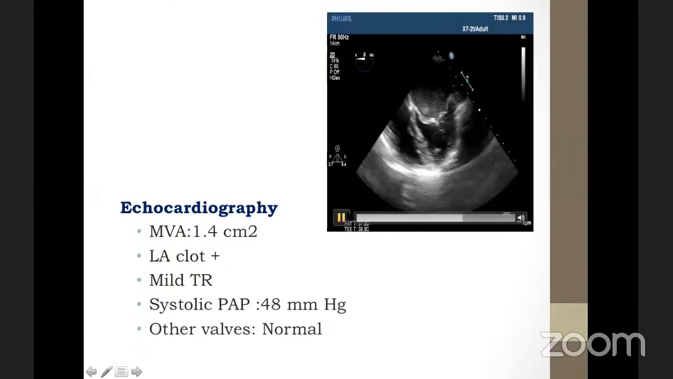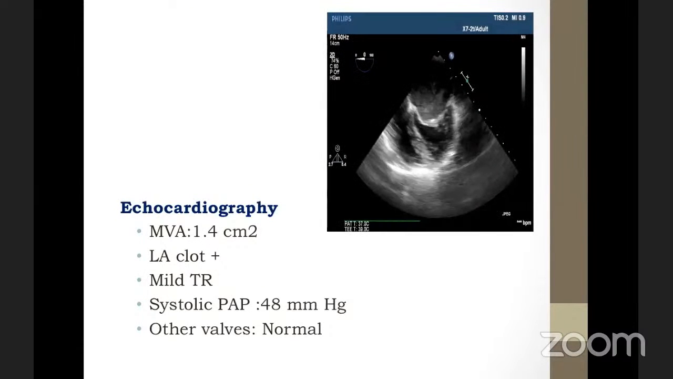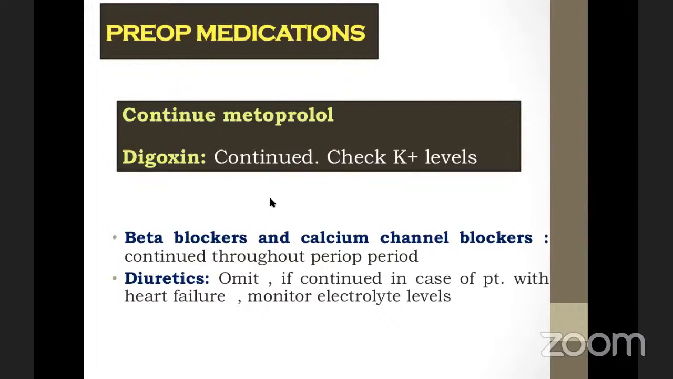On echocardiography, there is a thrombus, and the mitral valve shows moderate stenosis. The area is 1.4 centimeter square, and there is a clot in the left atrium. There is mild TR. Systolic PA pressure is 48 millimeter mercury, borderline to 50 millimeter mercury. However, the other valves are normal. So how to go about it?